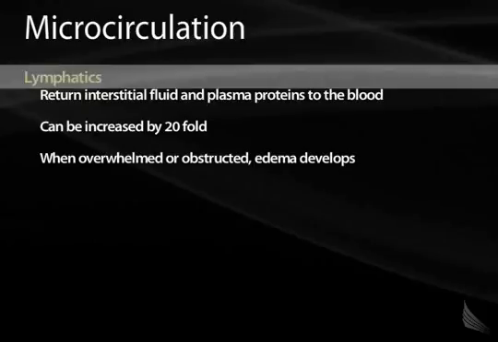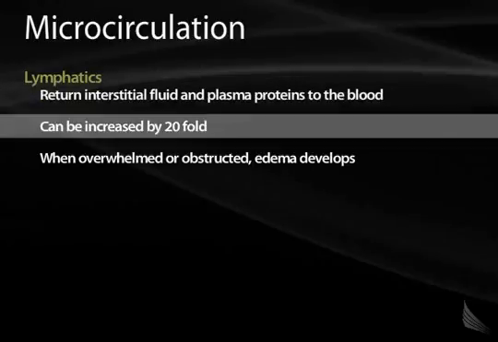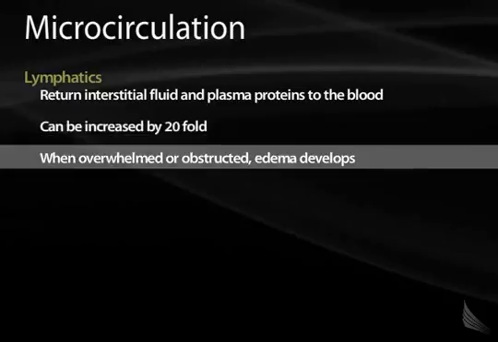Lymphatic vessels are responsible for the return of excess interstitial fluid and plasma proteins back to the bloodstream. Lymphatics have a very high capacity to be increased by approximately 20-fold over their baseline. When lymphatics are overwhelmed or obstructed, patients may form edema.